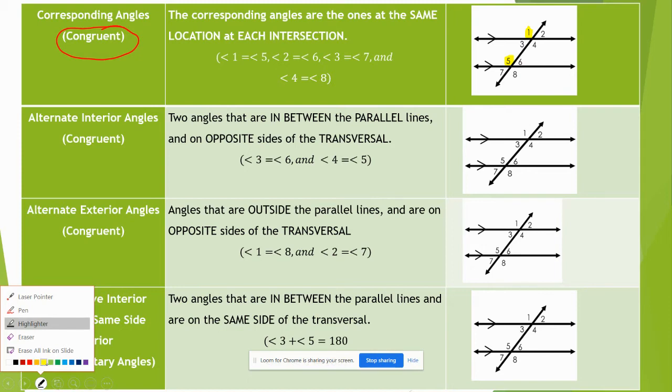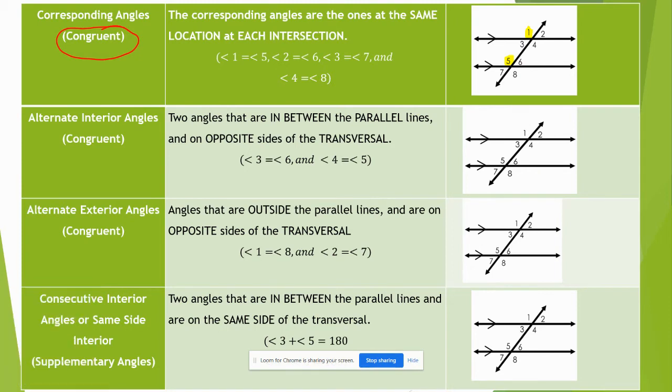Okay, we're going to pick a different color. And let's look at angle 2. Angle 2 is also on top of the parallel line, but this time it's on the right side of the transversal. So I'm going to go down to my next intersection. I'm looking on top of the parallel line, on the right of the transversal. That makes angle 6. So angle 2 and angle 6 are congruent to each other.